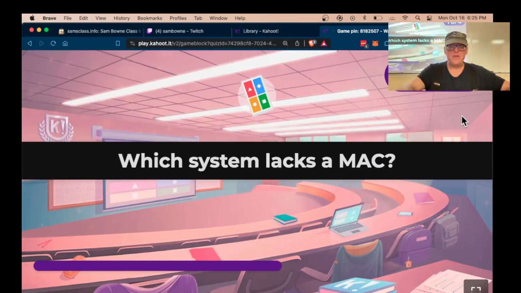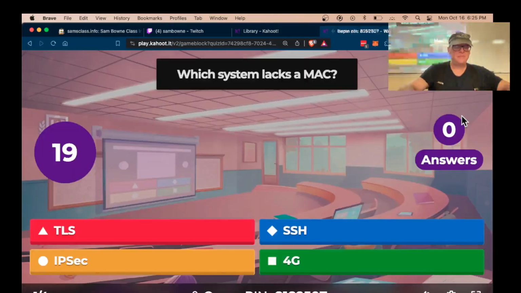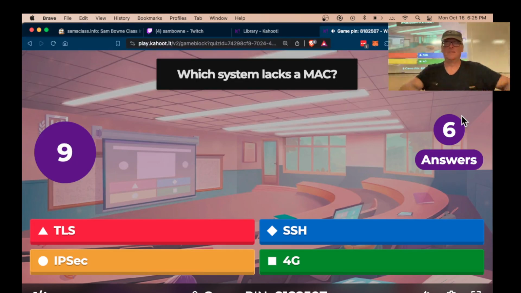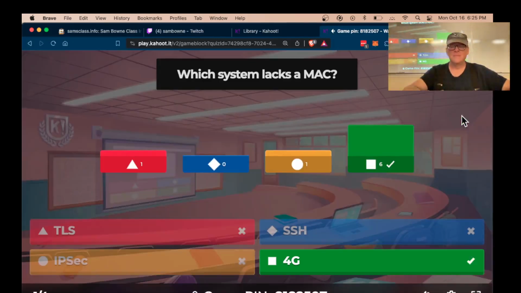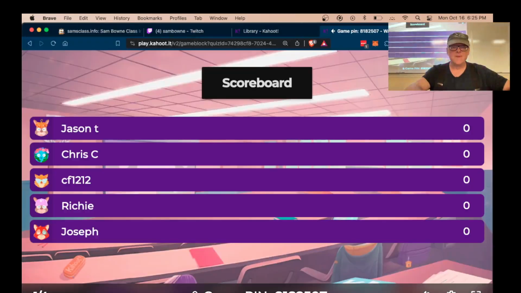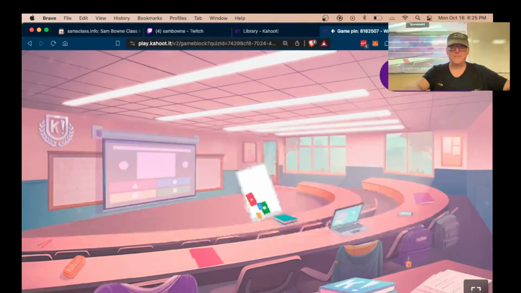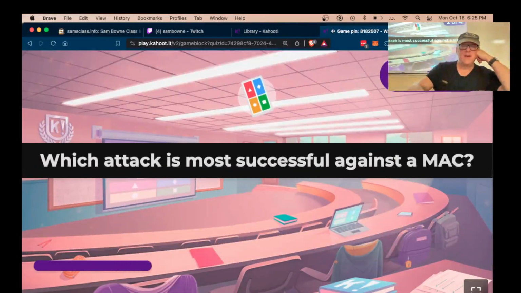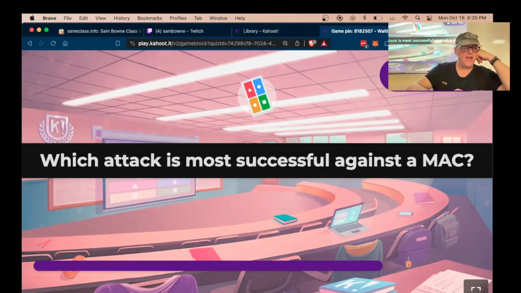All right, so which system doesn't have a MAC? Yep, that's 4G. It doesn't use a MAC. All right, what's the most successful attack against a MAC?